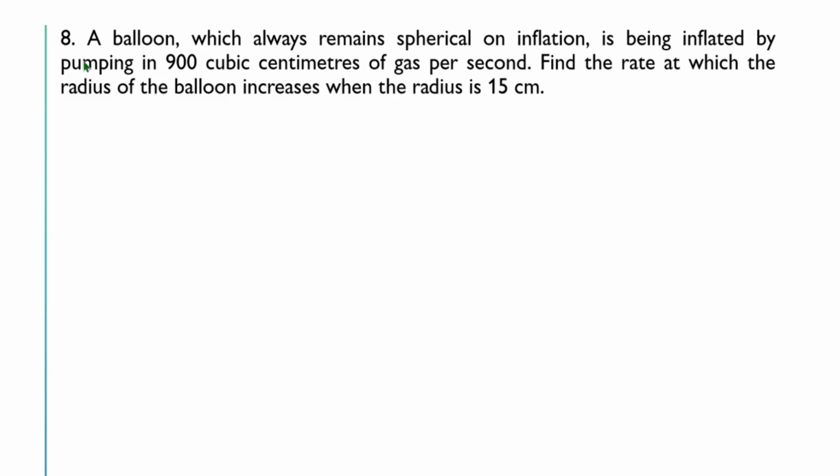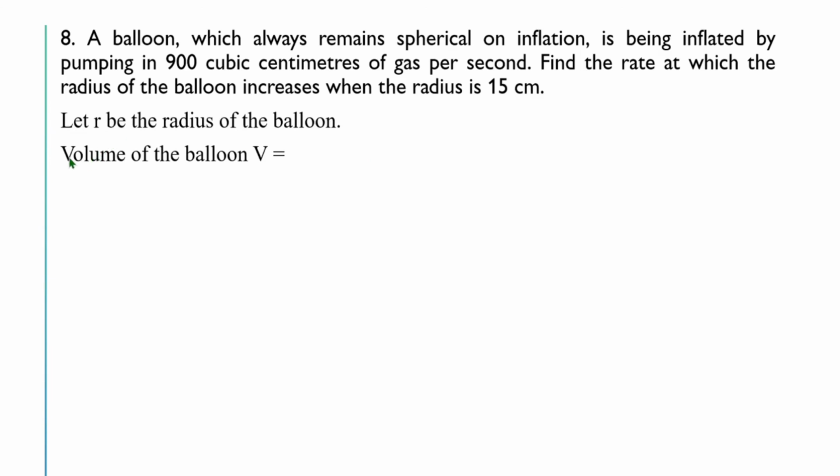Next question. A balloon which always remains spherical on inflation is being inflated by pumping 900 cubic centimeters of gas per second. Find the rate at which the radius of the balloon increases when the radius is 15 centimeter. So here it is given a balloon which remains spherical on inflation. Inflation means on blowing, and it is inflated by pumping in 900 cubic centimeters of gas per second. So the rate of change of volume is 900 centimeter cube per second. We have to find the rate at which the radius of the balloon increases when the radius is 15 centimeter.